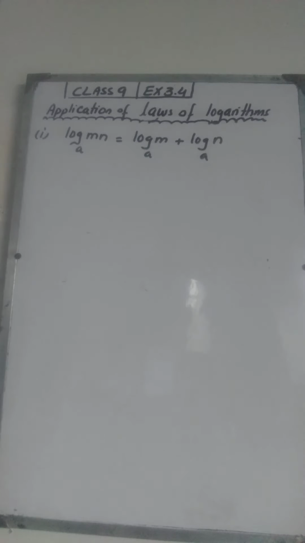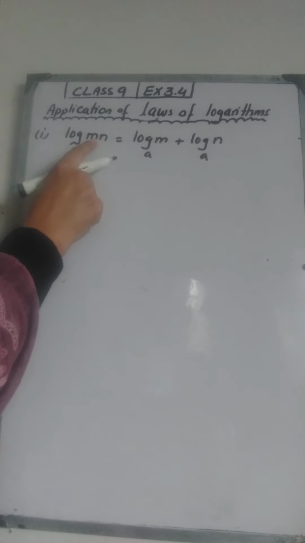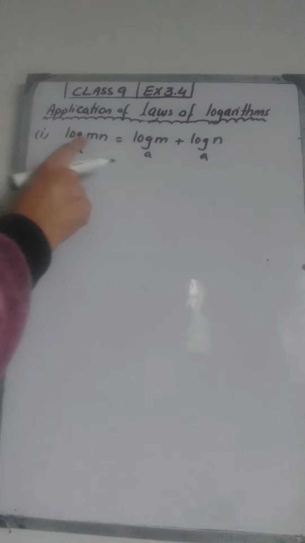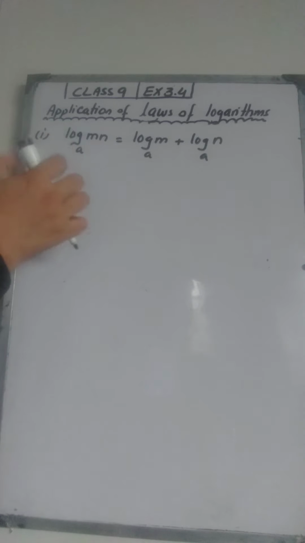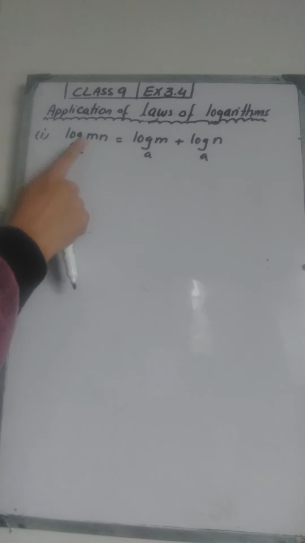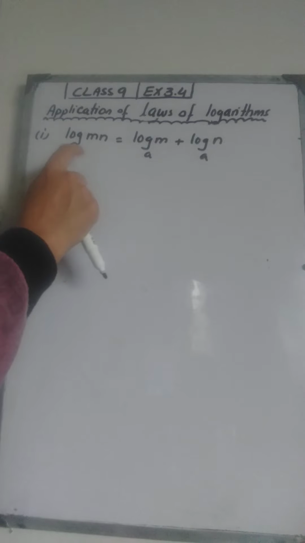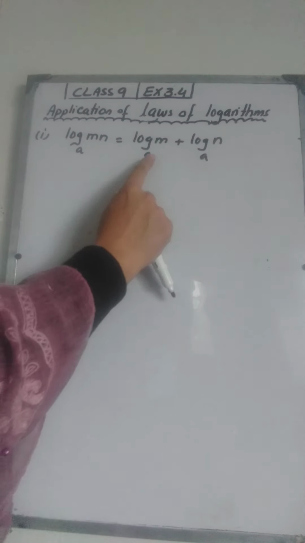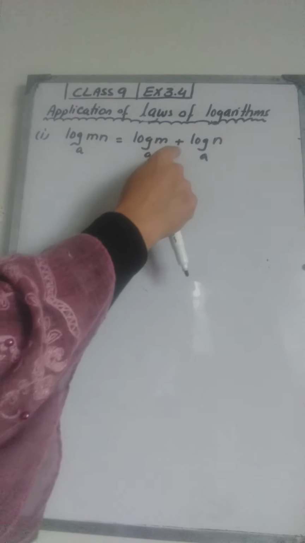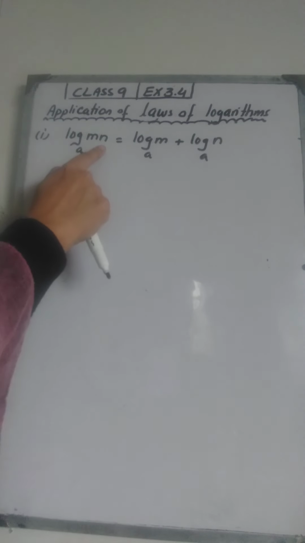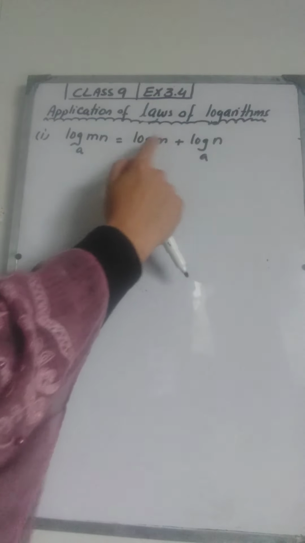What it reveals is that if you want to find the log of the product of two numbers, m is one number, n is the other number, you have the product of two numbers m and n. On the left hand side, we are first finding the product of these two numbers, and then we are finding the log. Now the same answer can be obtained by first finding the log of m and log of n separately, and then adding the resulting answers.